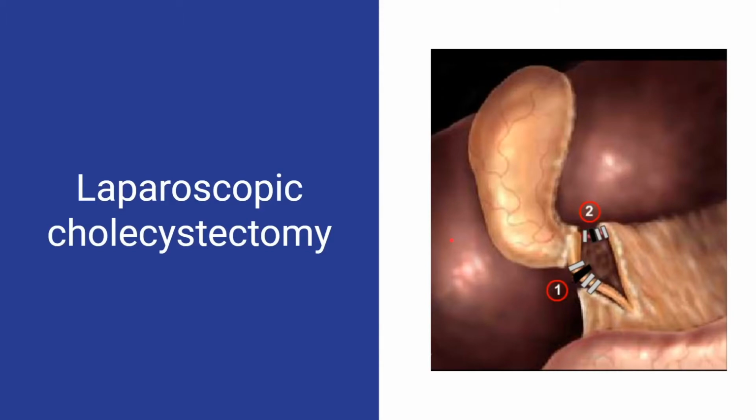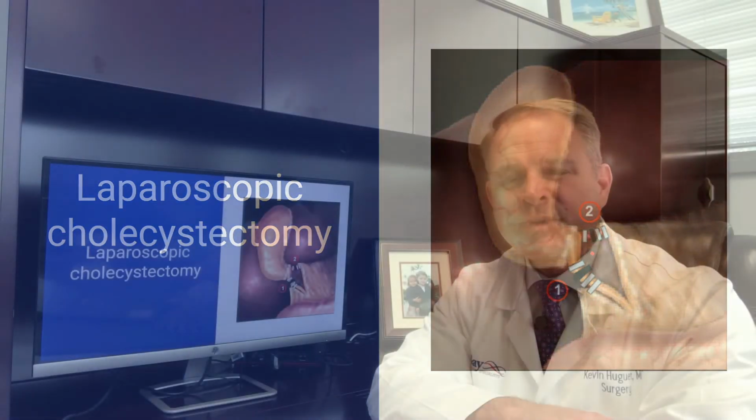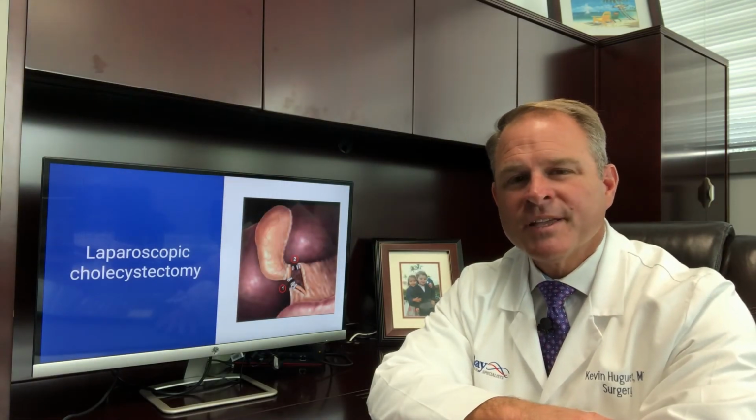To perform the surgery, we typically will place small clips, which are titanium metal clips, on the cystic duct and artery, shown here, number 1 and number 2, and then divide those structures and remove the gallbladder. This surgery typically takes about 20 minutes, and you do go home the same day, as we discussed earlier.